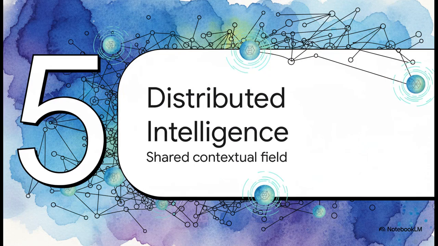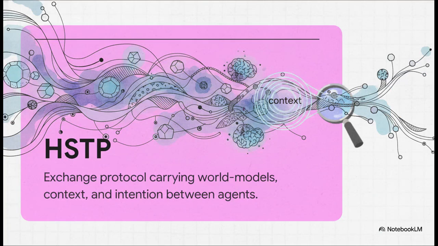Section 5. Distributed collaborative intelligence. So, what happens when you scale this up? When you have millions of these digital twins and intelligent agents interacting all at once, you get the spatial web. And to make that massive, complex interaction actually work without breaking down, we need a secure communication line. That is HSTP, the Hyperspace Transaction Protocol.